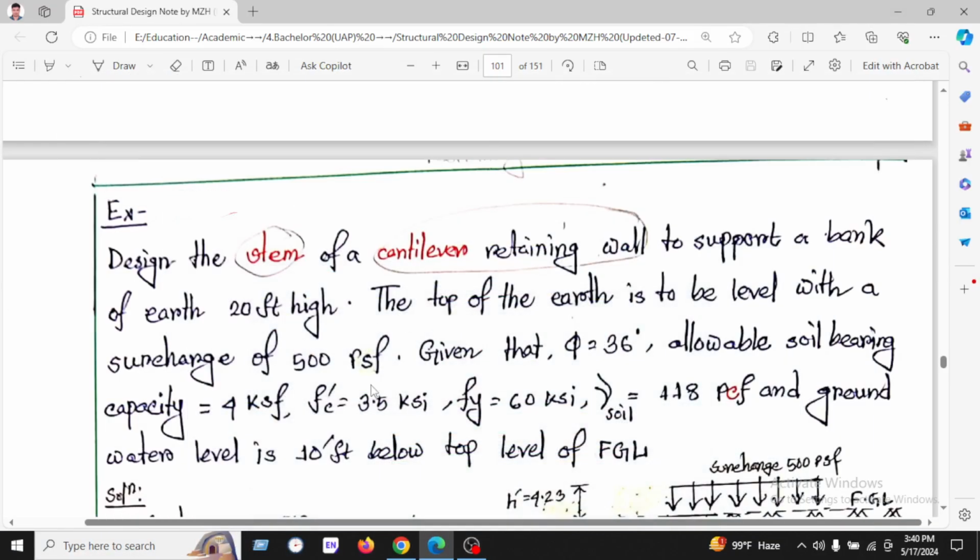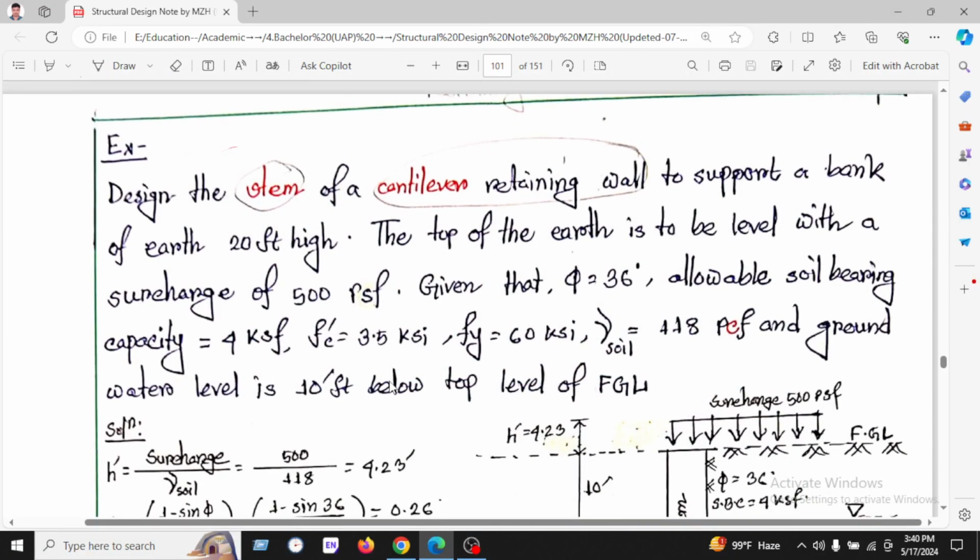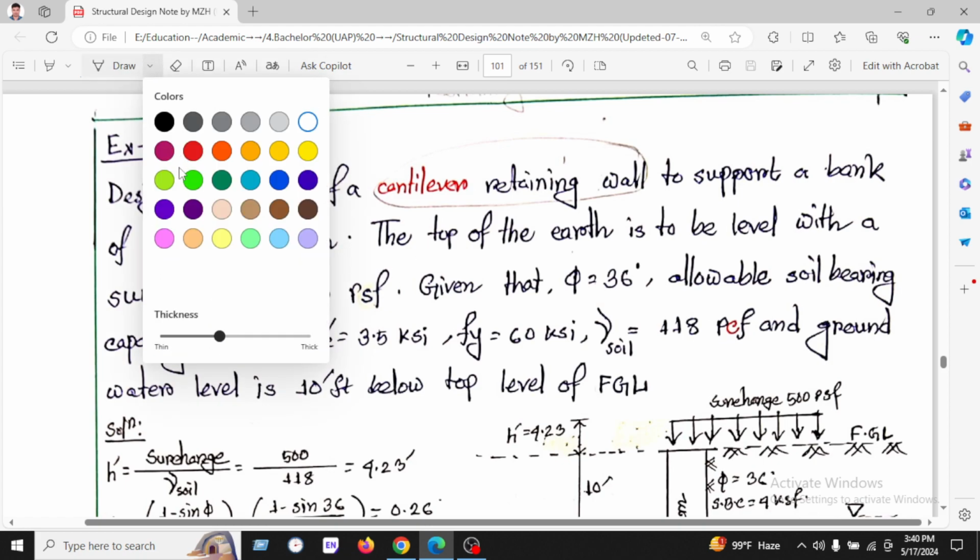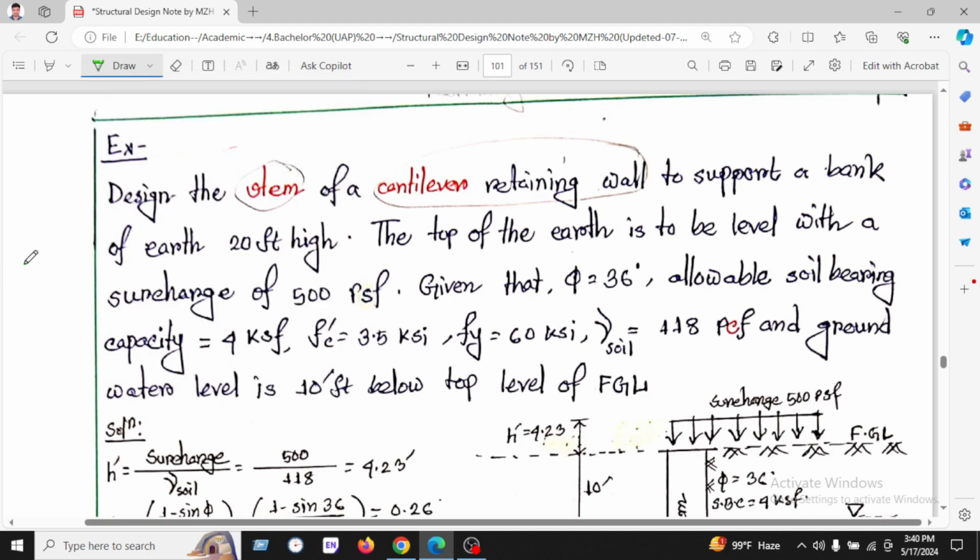Hello everyone, today I will show the design of stem oil. Here is an example of stem oil design. So at first we will read the questions.